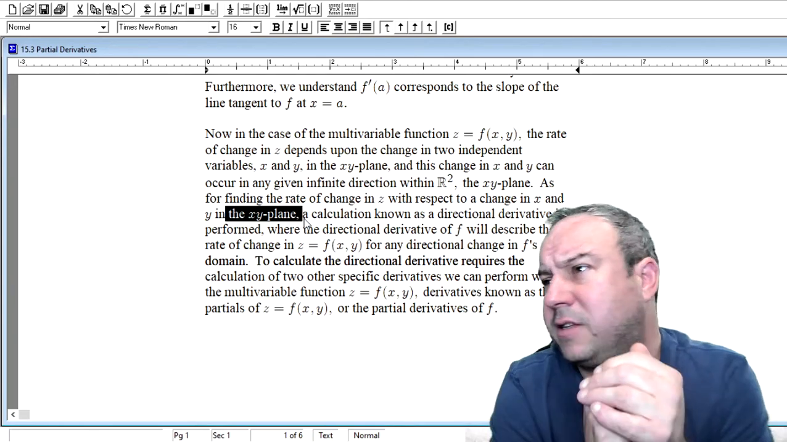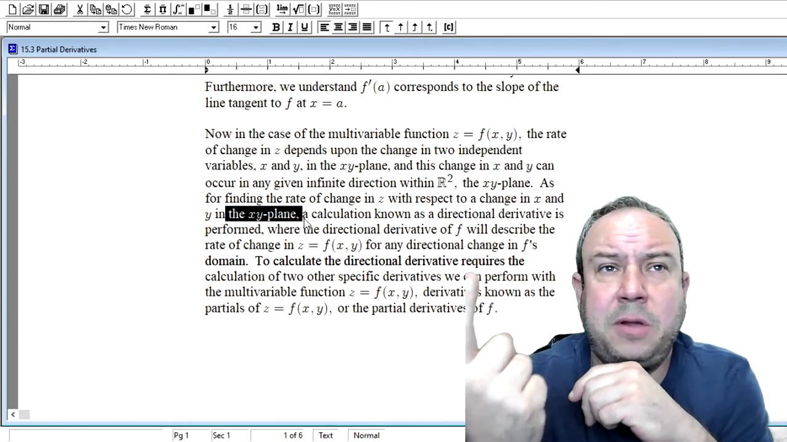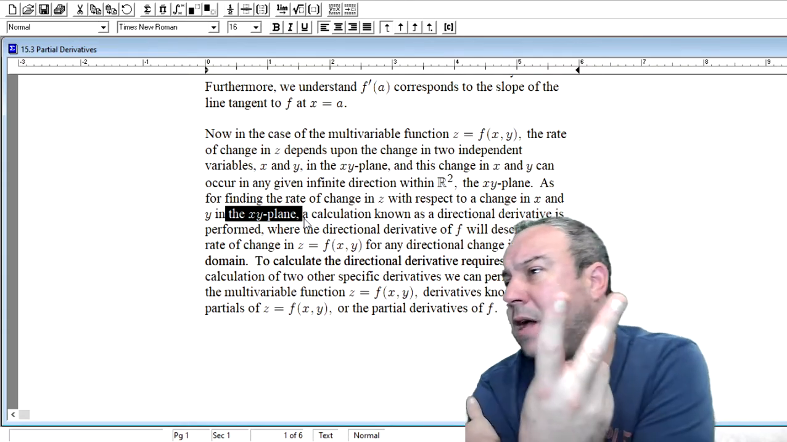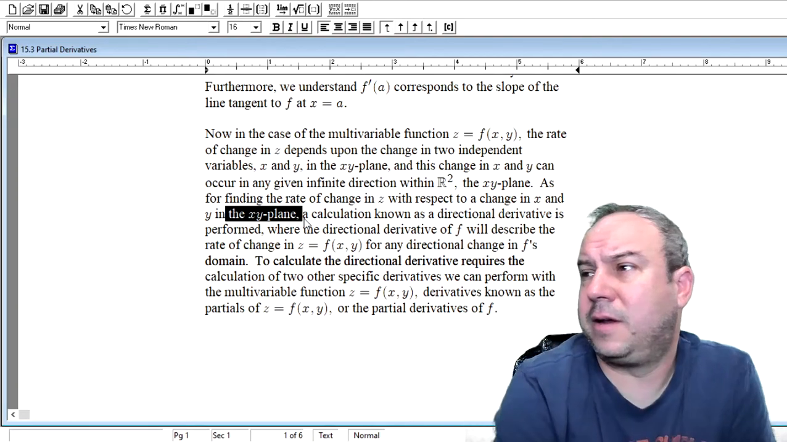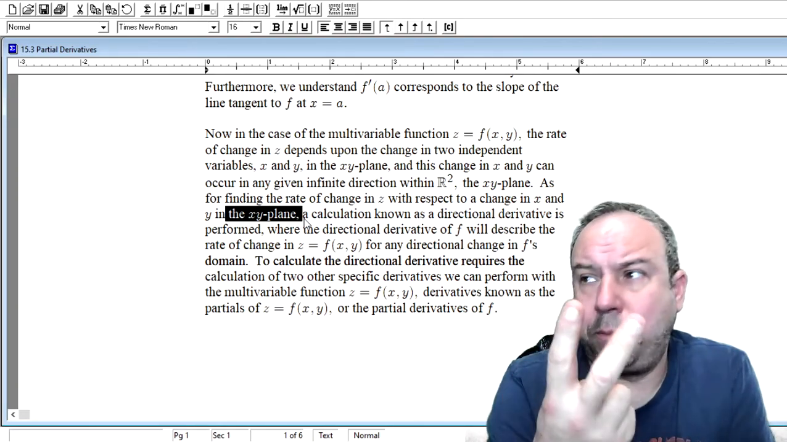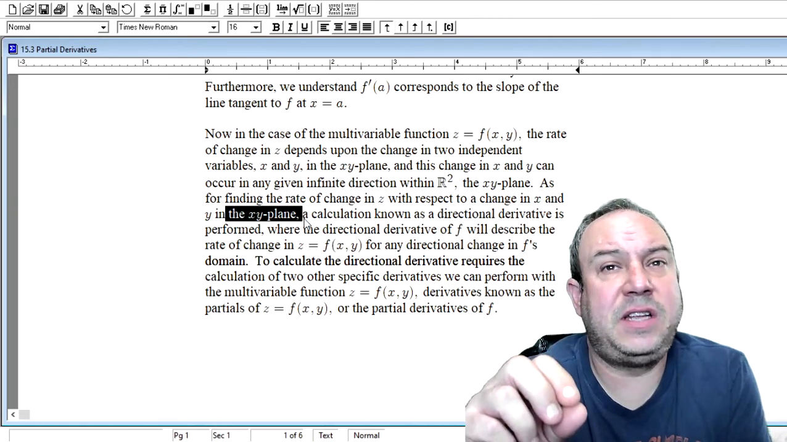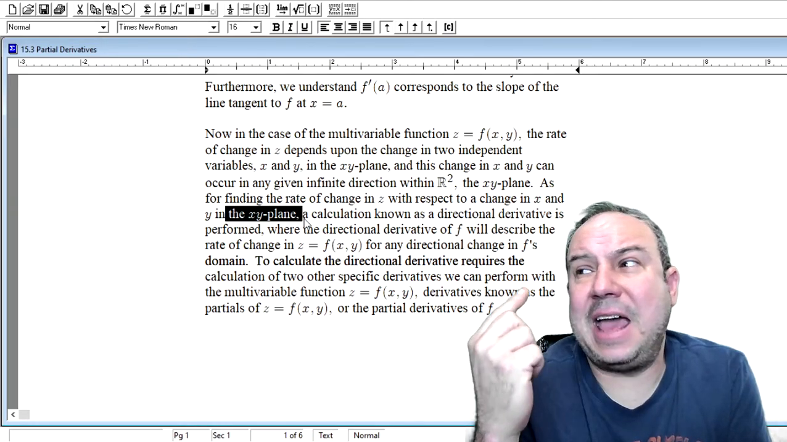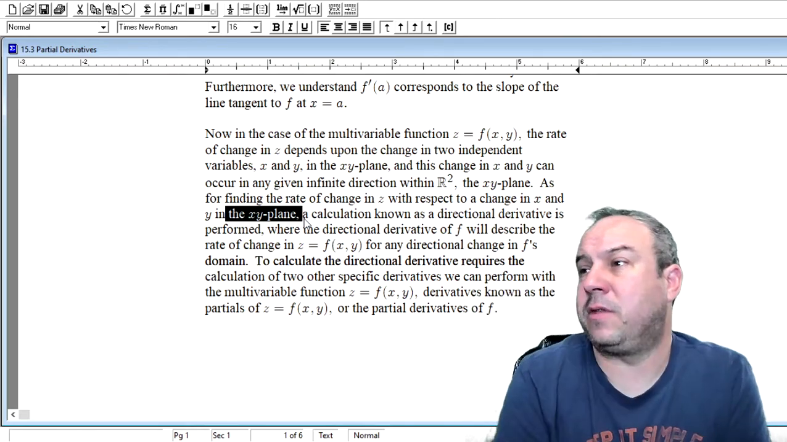And what we're going to find is there's going to be a partial derivative with respect to x, the independent variable x, and there's going to be a partial derivative with respect to our independent variable y. And those two partial derivatives can be used to find any of the infinite derivatives that we might be able to calculate with a directional derivative.